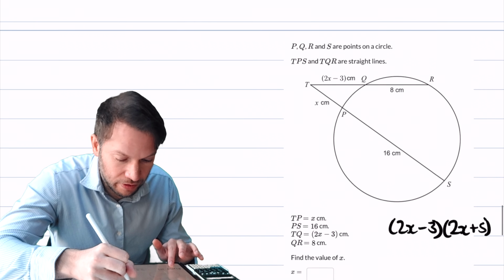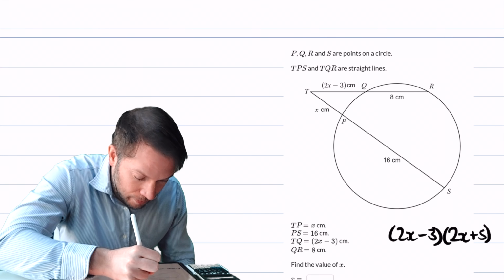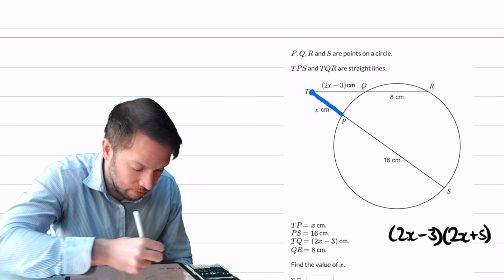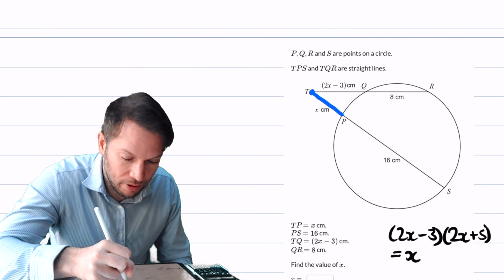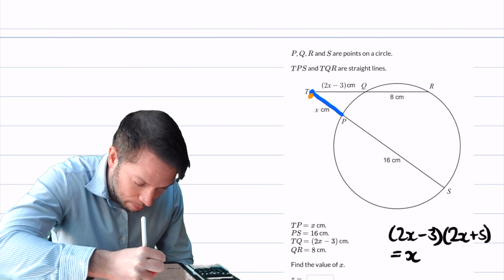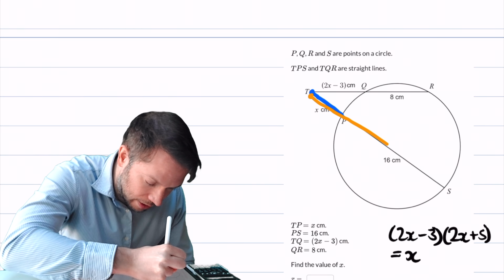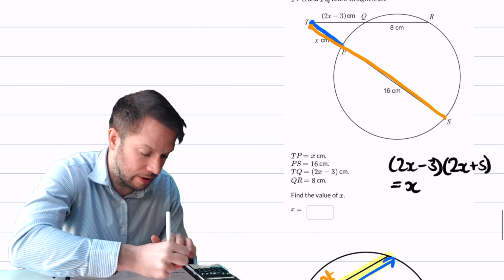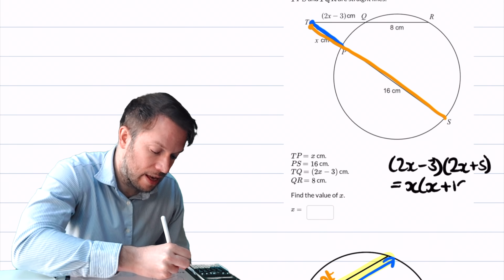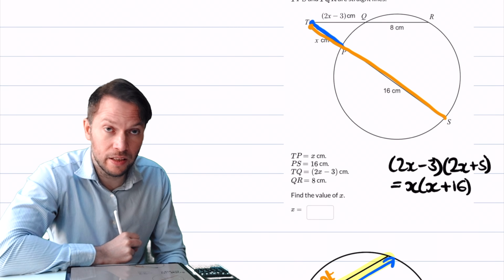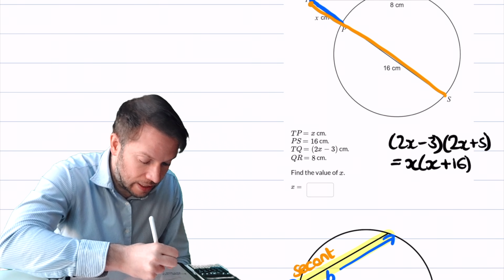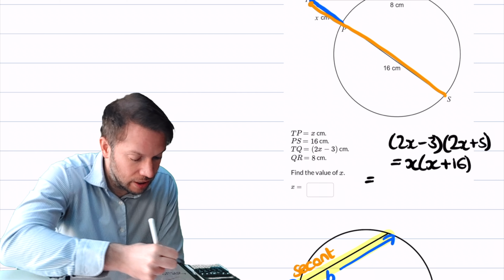And now we're going to do the same to the other secant. So from this point to here, the first point it cuts the circle, so it's equal to x multiplied by the distance from that point to the second point it cuts the circle, which is here. So it's x plus 16, that length, so x plus 16. And now we need to expand those brackets and solve this quadratic equation.